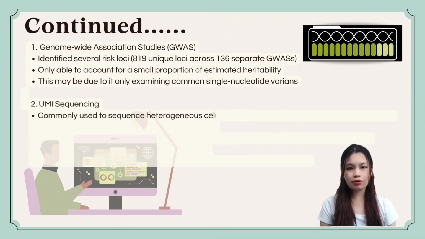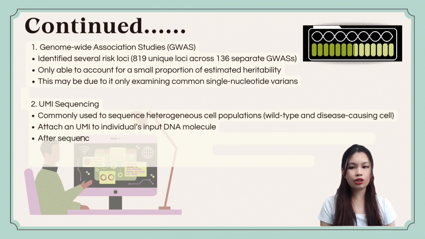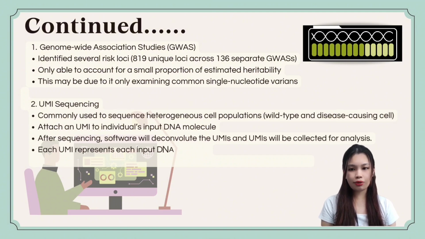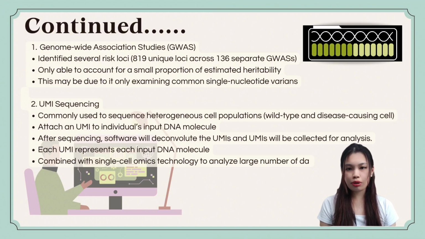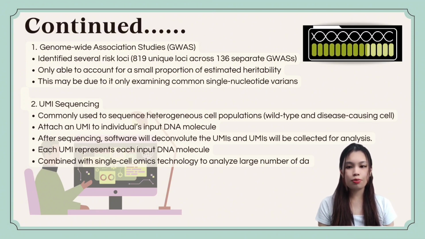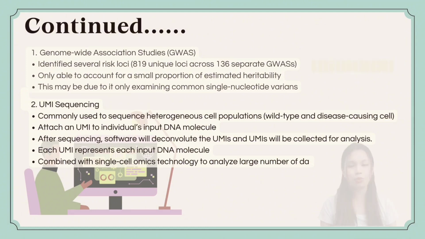This method is commonly used to sequence heterogeneous cell populations. It can be done by attaching a UMI to each individual input DNA molecule. After sequencing, the software will deconvolute the UMI and the UMI will be collected for analysis. Each UMI represents each input DNA molecule. This method is combined with single-cell omic technology to analyze a large amount of data.